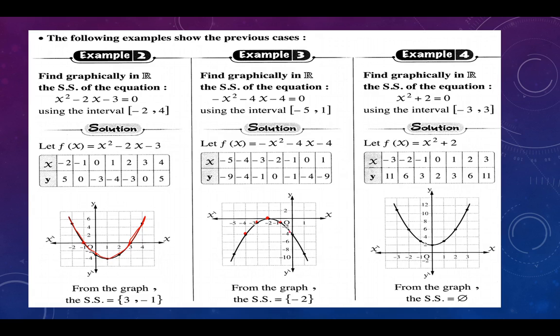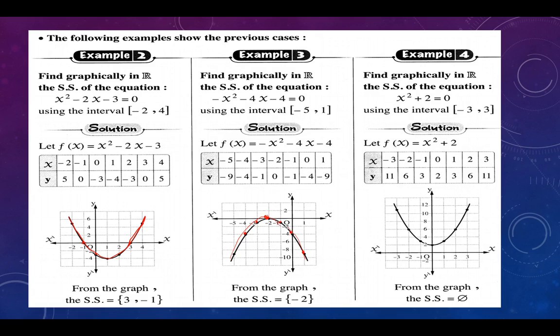0 and -4. 1 and -9: 1 to the right and 9 down. Okay, and now you are going to draw the curve of the function. Here the curve touches the x-axis at the point -2 and 0. So the solution set will be {-2}.